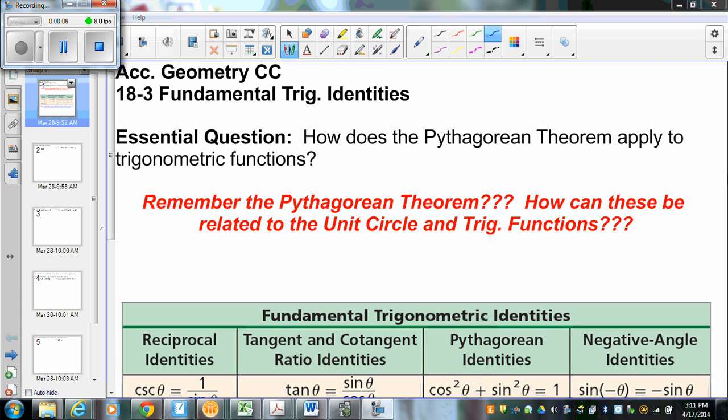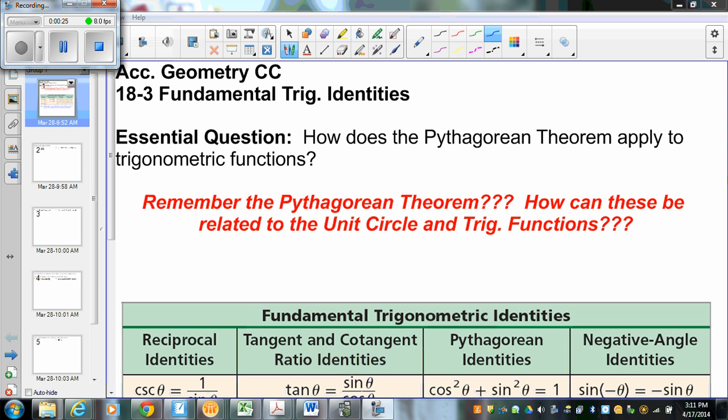This is the video for section 18-3 in accelerated geometry. We are going to be learning for the first time today fundamental trig identities, several of which you should already be familiar with. So our essential question for the day is, how does the Pythagorean theorem apply to trigonometric functions?